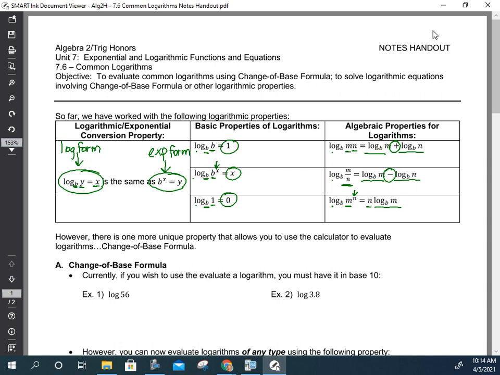So prior to us going on break, we did the basic rewriting, and we worked with the properties themselves. Rewriting, working with the properties. So, any questions before we move on?